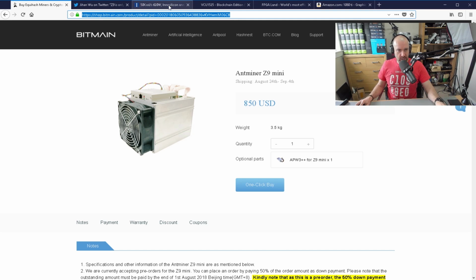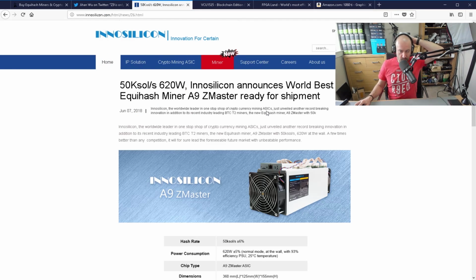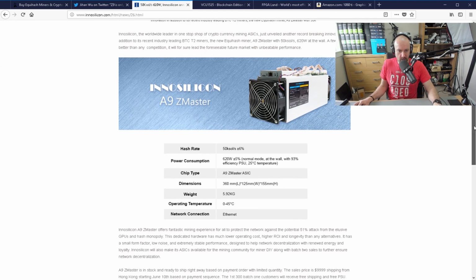But a few days ago I saw the announcement of this. This is from a company called Inno Silicon. And they've announced the A9 ZMaster, 50,000 sols, and it only uses 620 watts. That is super efficient, super efficient. And you can see the machine there. There's a video about it down the bottom as well.